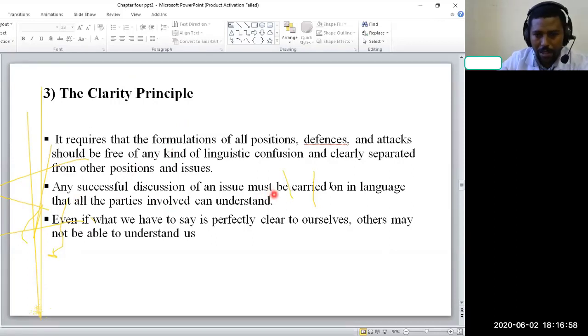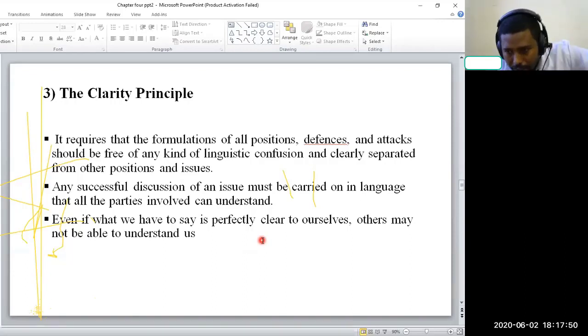Any successful discussion of an issue must be carried on in a language that all parties involved can understand. So do not use jargon that leads others into confusion. Some individuals, I don't know why, use very powerful words. Powerful here refers to using words that they assume the other will not understand. That's a kind of silly and foolish mistake. The very purpose of communication is for understanding.